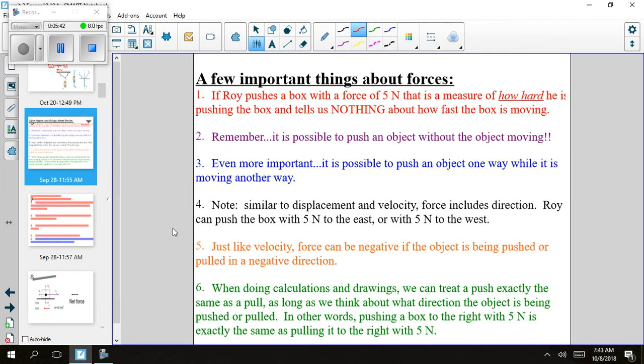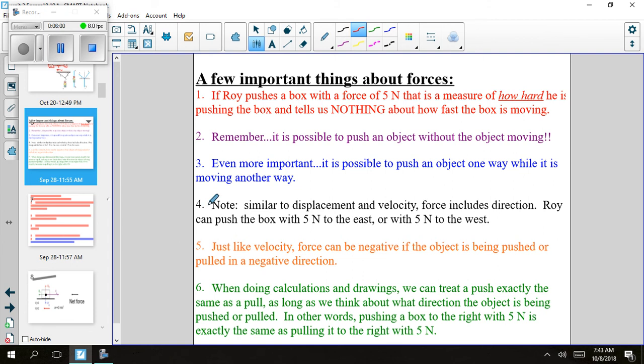Alright, so a couple things about forces. Force has nothing to do with how fast something is moving. You can apply a really large force to something really small and make it move very, very fast. And you can apply that same large force to something that's ridiculously big and it won't move at all.